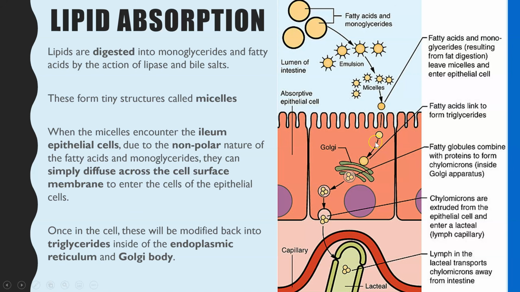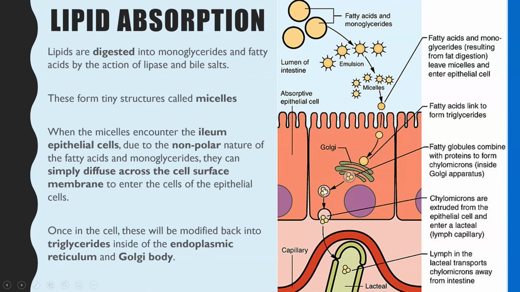Once those have then entered the cell, they need to be formed back into triglycerides so they can be used within the body. And that is what is happening inside of the Golgi apparatus, or the Golgi body, sometimes in the endoplasmic reticulum. And that's what this diagram is showing us here. We've got the fatty globules being processed, and quite often when they're processed, they are combined with a protein. And if that does happen, we then call it a chylomicron. So when a triglyceride is combined with a protein, that's our chylomicron. The chylomicron is then released inside of a Golgi vesicle, which we can see here.